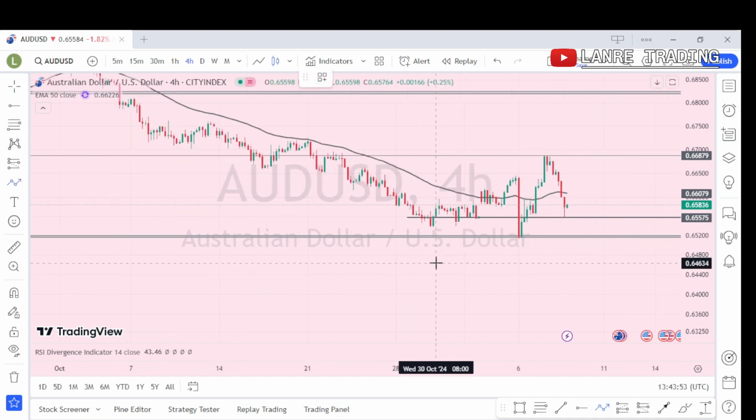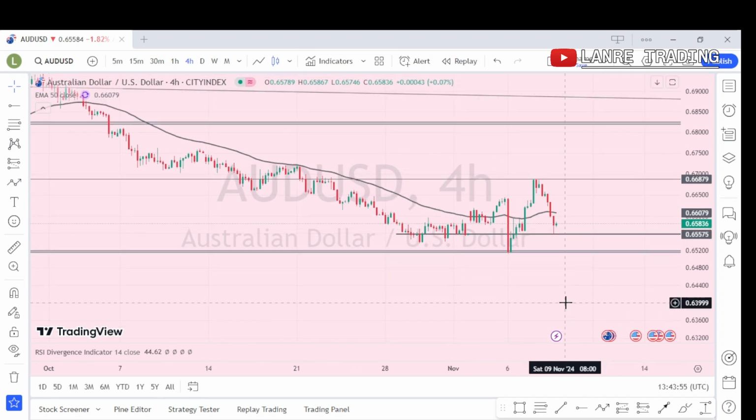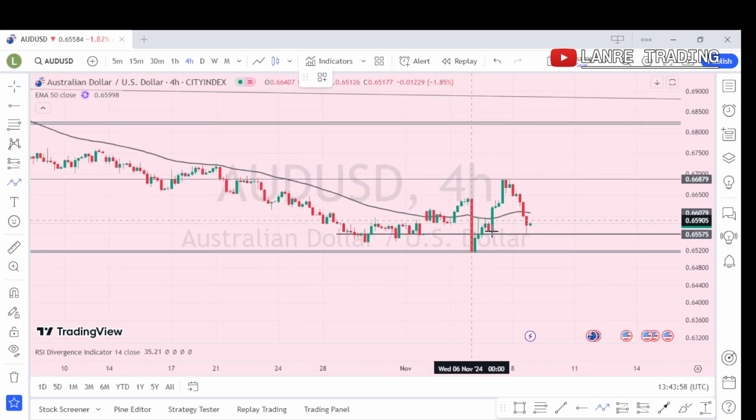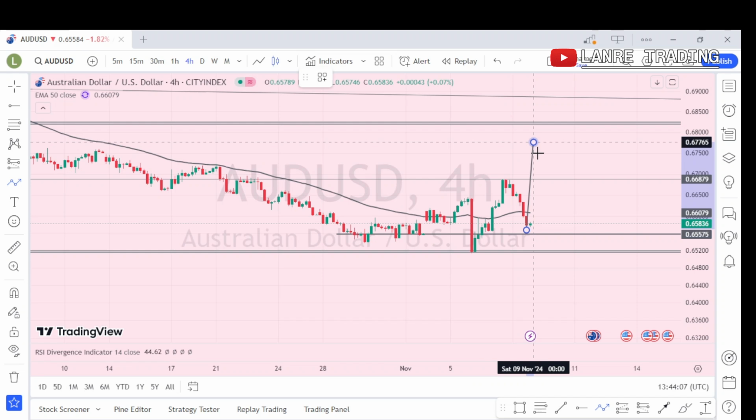One thing might tend to happen, which we need to wait for proper confirmation. Price might tend to bounce off here, take out this high right about here, then we need to wait for price to pull back. For us to be rest assured that price is currently in a bullish trend, then we can look for a buy position at this level and go long.